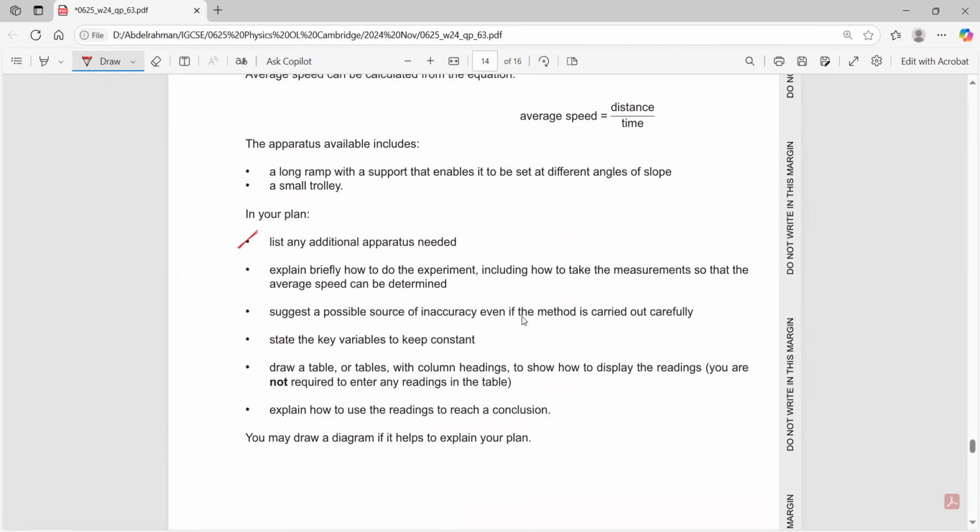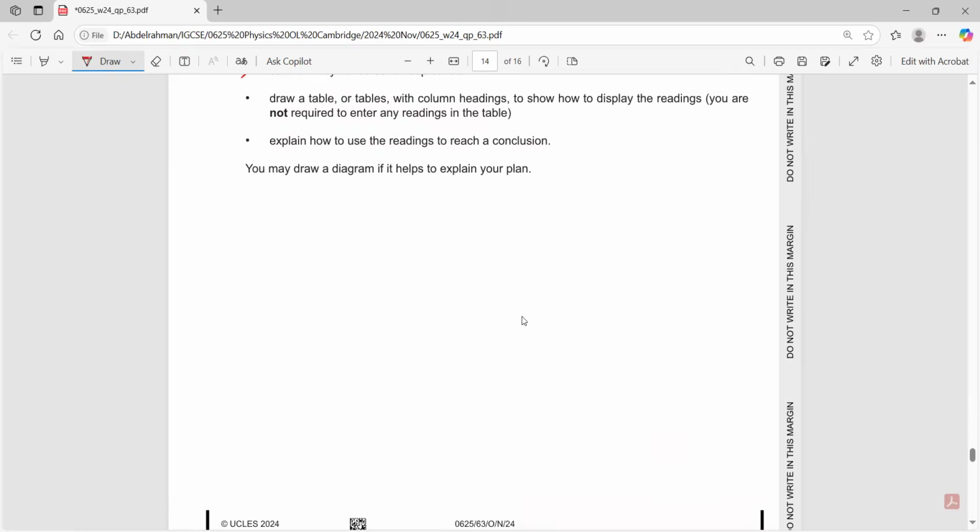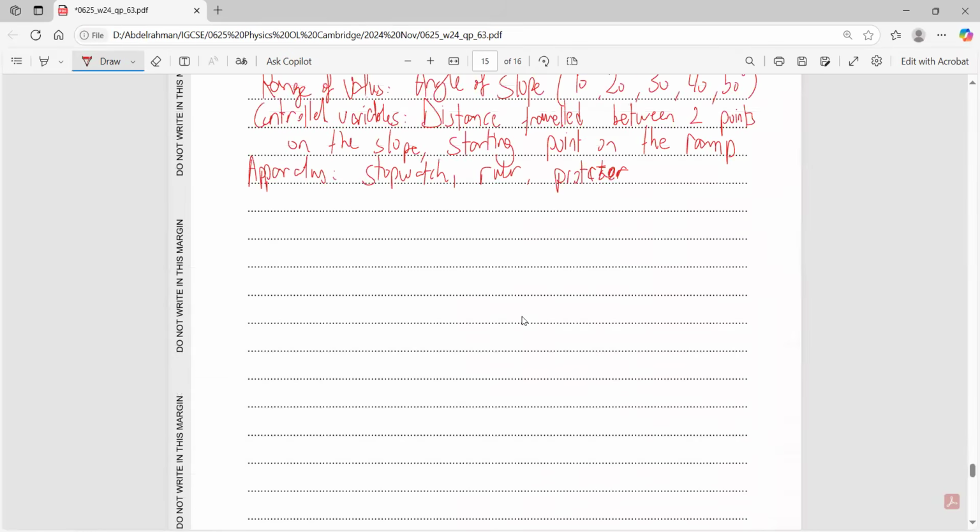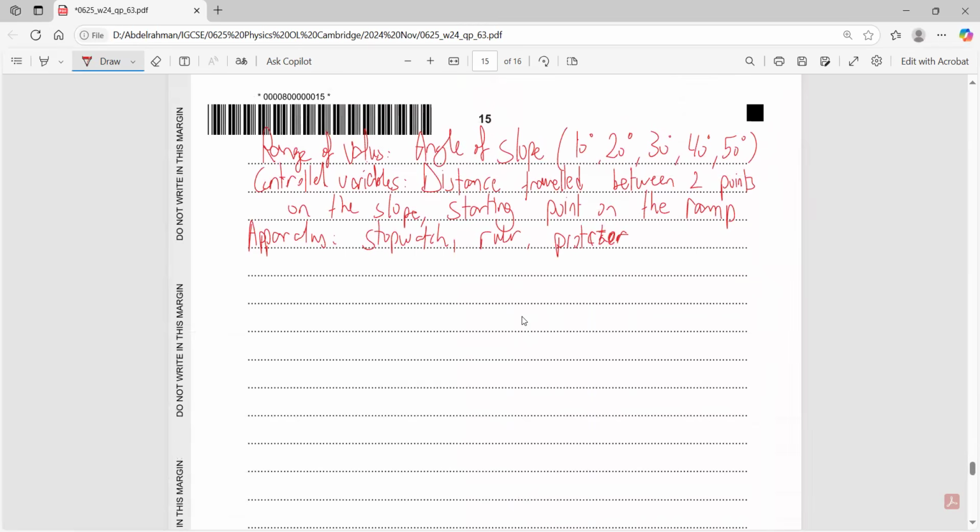A possible source of inaccuracy. What could one possible source of inaccuracy be? Well, this is actually quite a short slope, isn't it? It's a short ramp. It's a toy. So starting and stopping the stopwatch would be a source of inaccuracy. It would be quite difficult to measure the time accurately. How can I overcome that difficulty? By repeating and taking the average.